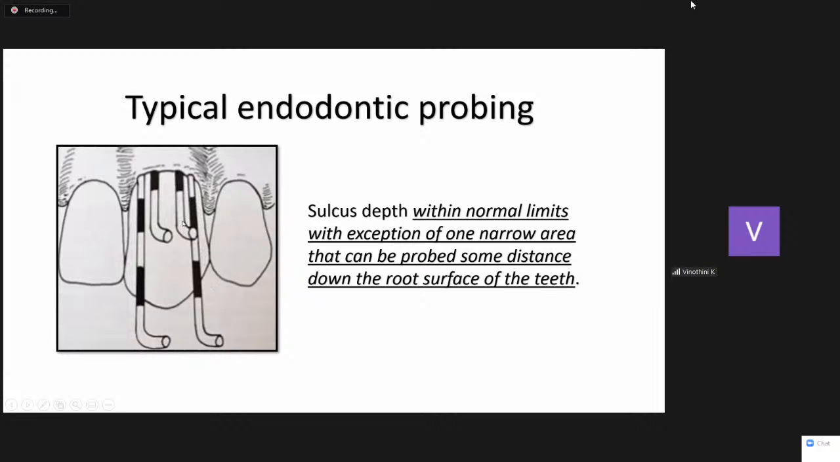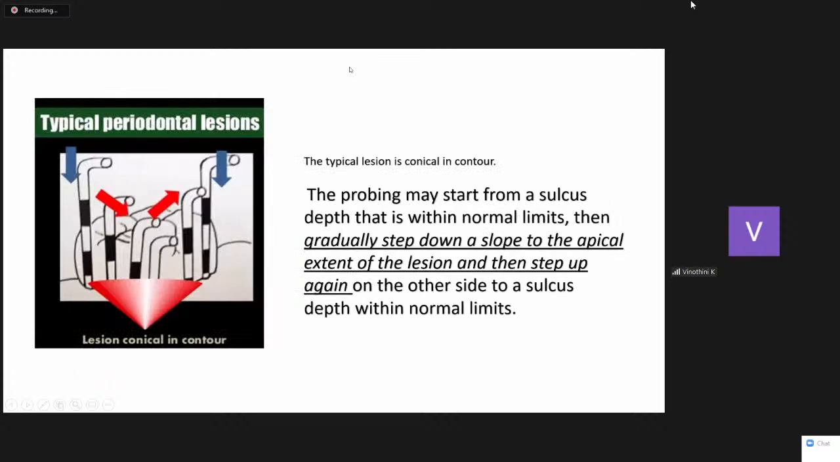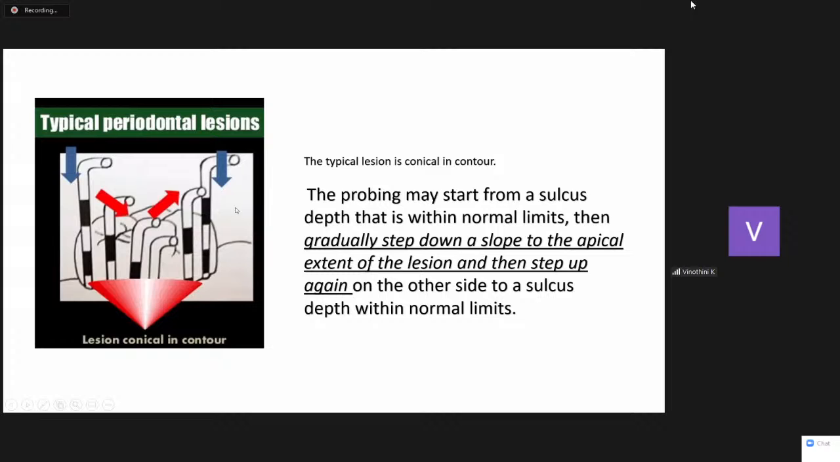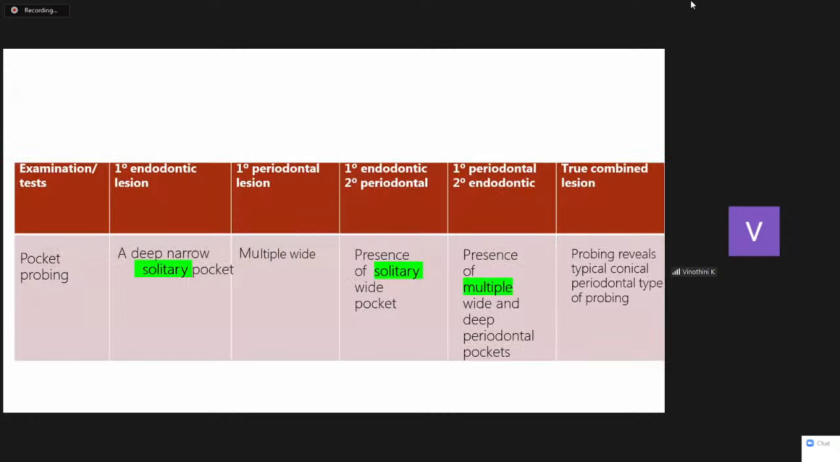In endodontic probing, when you just do a probing, suddenly there will be a drop and there will be an increase in the depth of the probe. That is typical endodontic probing. Whereas typical periodontal lesions are going to have a conical contour. It's going to have a conical probing like this, a gradual decrease in the probing depth. Whereas in endodontic probing, here it's going to have a sudden decrease in your probing depth. That's why the typical periodontal lesion is conical in character.